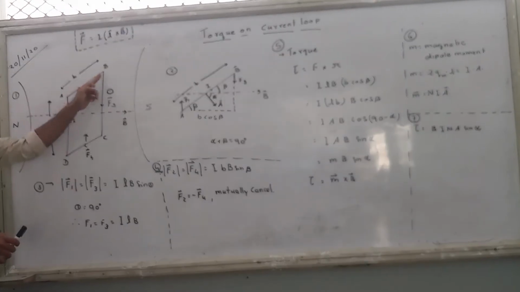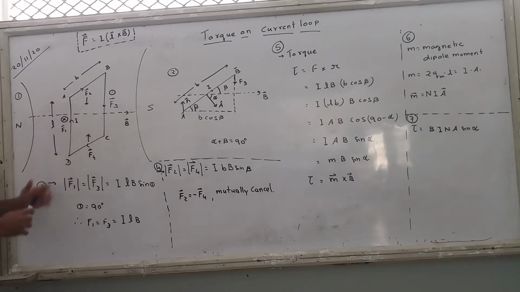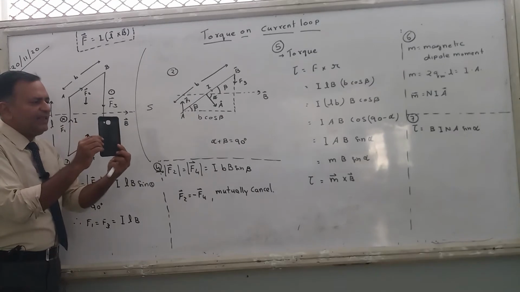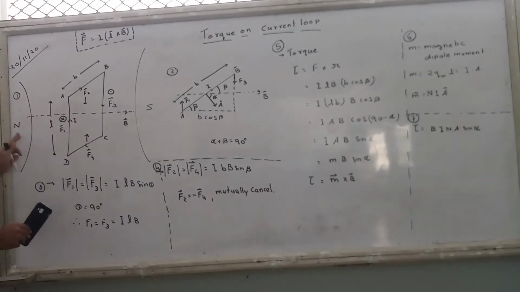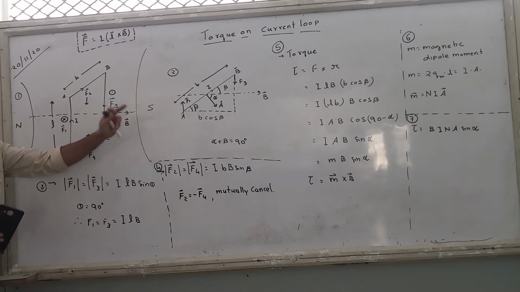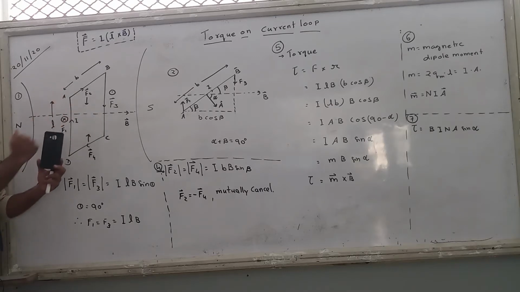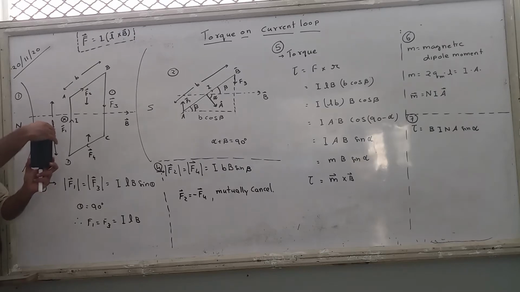See, this is a current carrying loop, rectangular shaped. It is kept like this. It's not kept like this. It is kept somewhat tilted like this, inside a magnetic field, north pole and south pole of a magnetic field. Now what will happen when different forces are acting on this loop? It will have a rotational effect. It is going to either rotate clockwise or anti-clockwise.